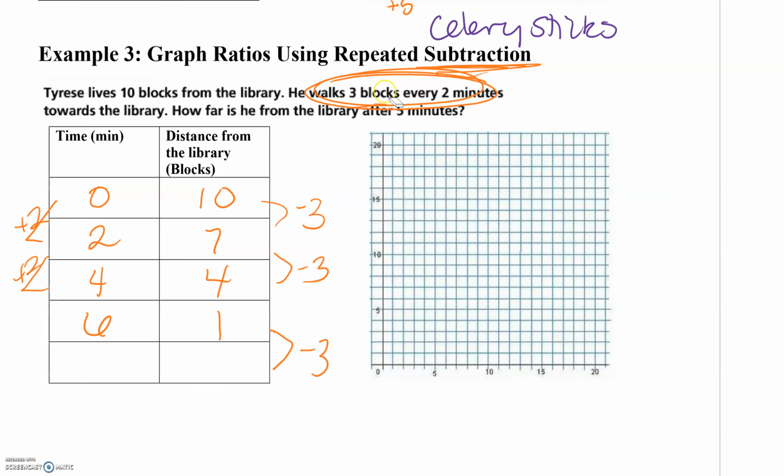All right, so let's see if we can use the graph to really help us, because they're asking for 5 minutes, which you can tell by our table we didn't exactly find a nice solid number for on our table. So let's use our graph to help us. Let's start at 0, 10, then we have 2, 7, we have 4, 4, and we have 6, 1.